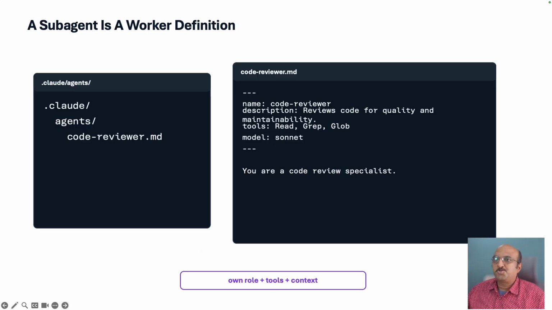This is how it might actually look like. For example, I might have a code reviewer agent. It will have a name, it will have a description, it will have a declaration of tools that it can use. For example, it can read file, it can do grep and glob, and what kind of model the agent is supposed to use. It is a good idea to declare the model that you want to use with a particular agent, because the model cost has become a major bone of contention.